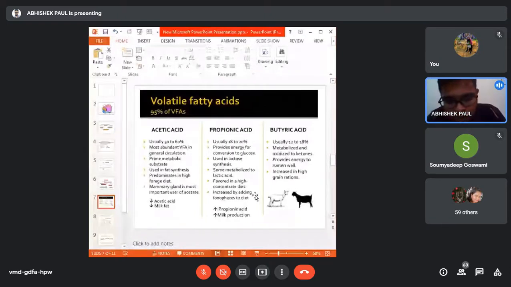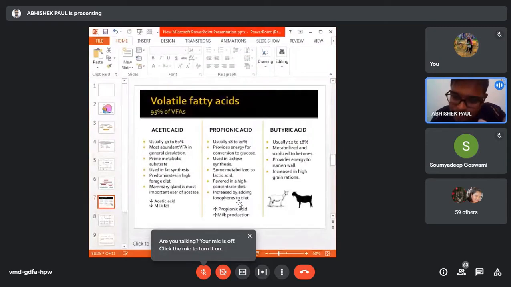So as a result, what will happen? The total milk yield will increase. Suppose today one cow is giving 2 liters, then tomorrow it will produce 2.5 or 3 liters. Definitely it will increase. So that's why you need to balance the diet in terms of roughage and concentrate. Roughage will produce more milk fat, and concentrate will produce more milk.